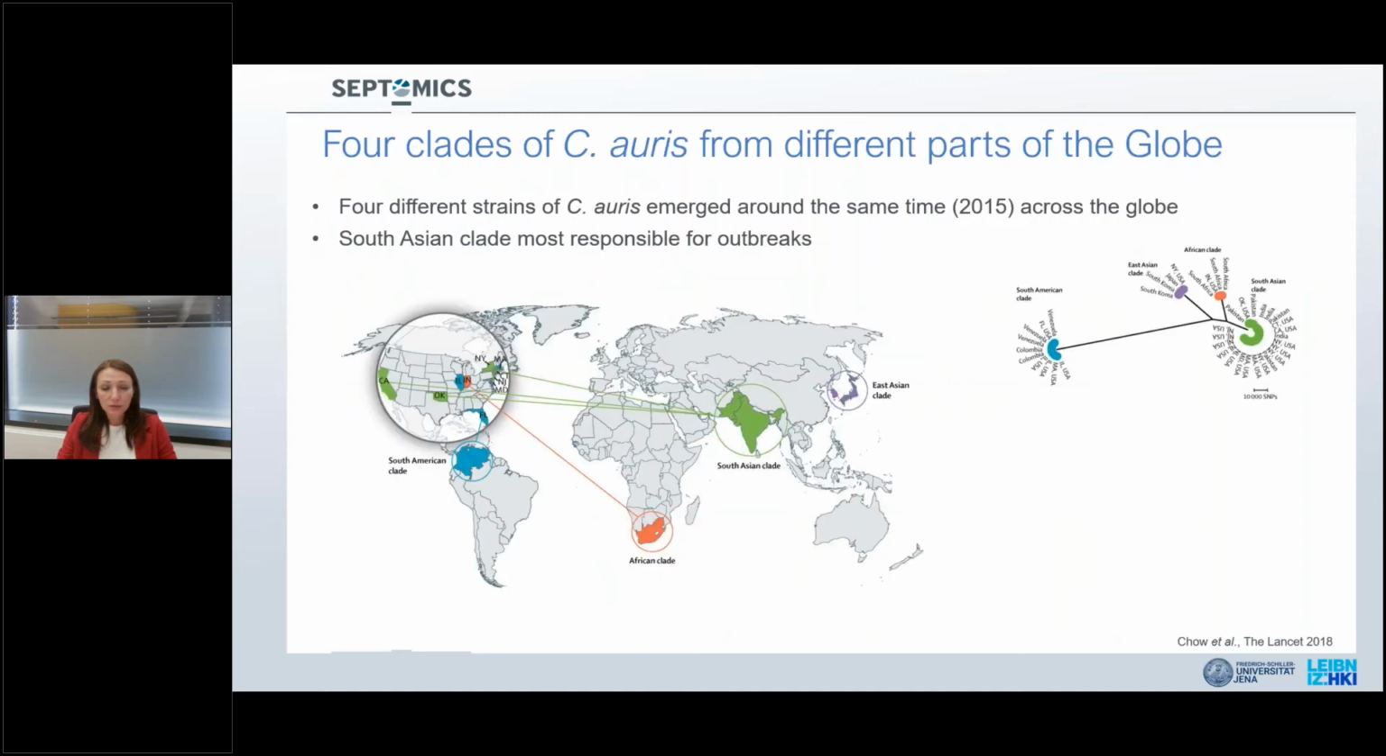What we know also about it is that there are 4 clades of Candida auris that originated almost simultaneously from different parts of the globe, and that we now know that the South Asian clade is responsible for the most severe outbreaks that were reported to date. So this is represented here.